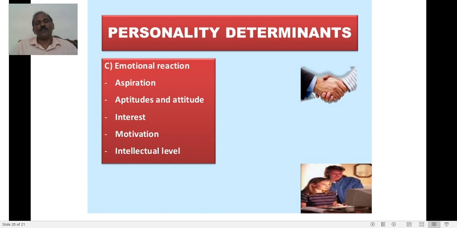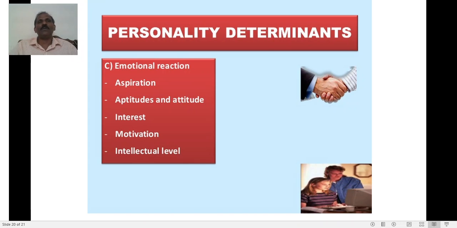Then fourth one, personality determines. Third one, emotional reactions. Emotional reactions are actually feelings from the heart, expression from the heart, aspirations, interests, desires. Sometimes desires make a person very crazy and make him very stringent or very lavish, like he may become a miser, or a very liberal spending person.